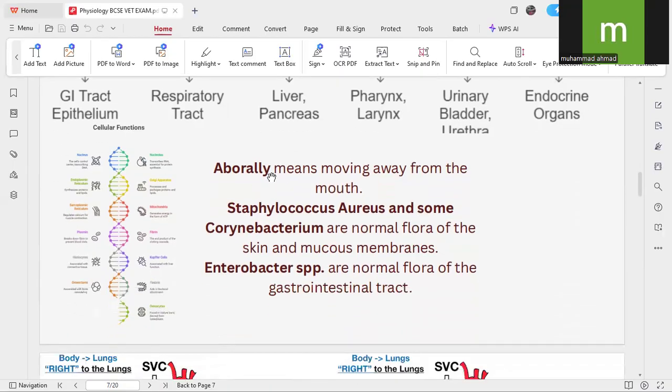There are terms: aborally. Aborally means moving away from the mouth. Staphylococcus aureus and some Corynebacteriums are normal flora of the skin and the mucous membrane. Enterobacter species are the normal flora of the gastrointestinal tract. These are important.